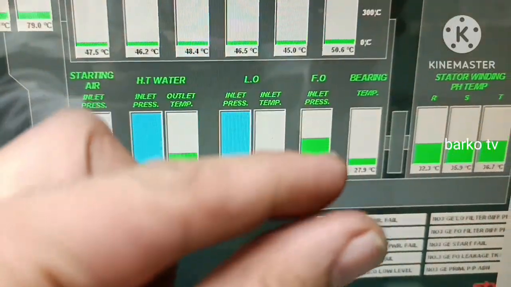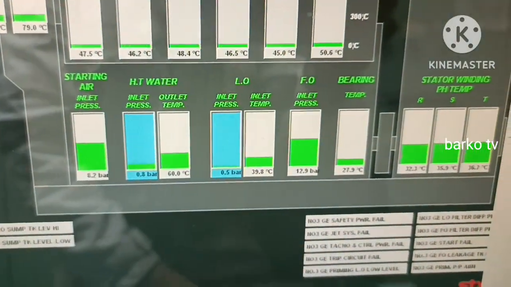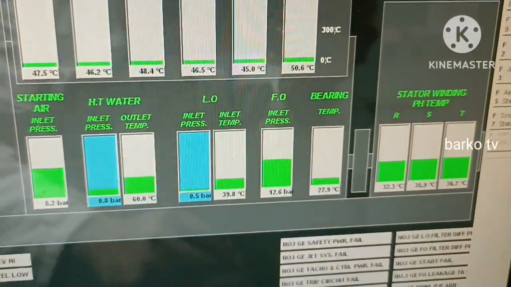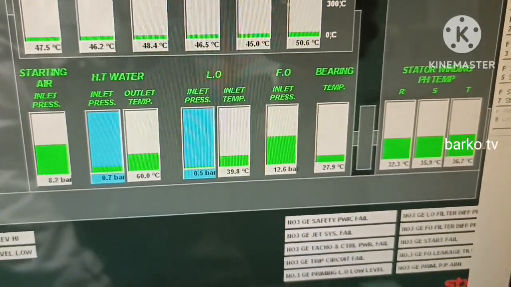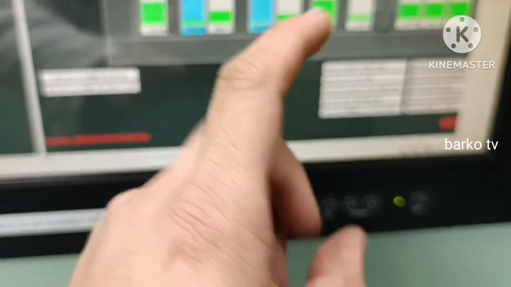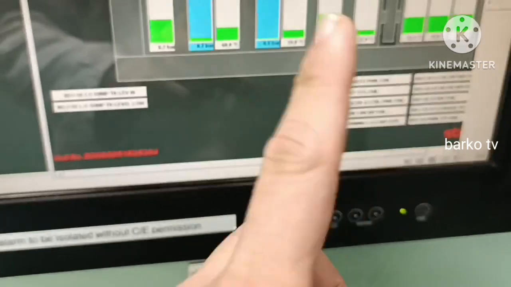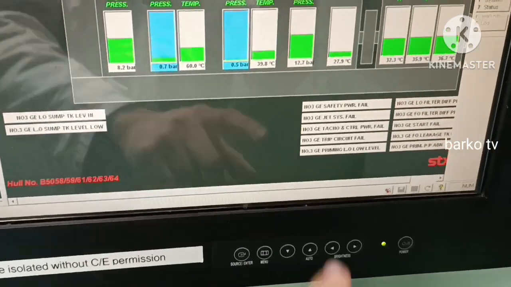As you can see, the pressure is stable, it only fluctuates about 1 bar: 12.6 going to 12.2, 12.8, 13. That's it.